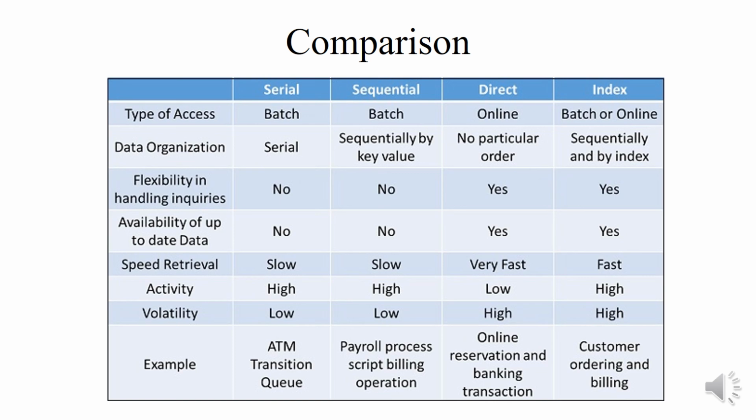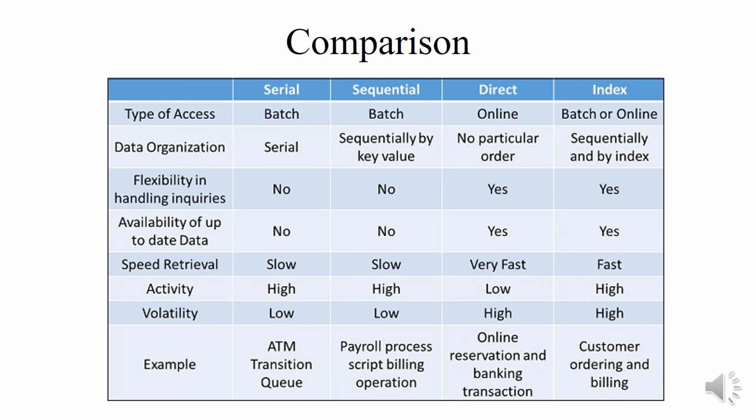If we talk about flexibility in handling queries, serial and sequential have none, while direct and indexed do. Availability of up-to-date data: for serial it's no, for sequential it's no, for direct and indexed there is availability of up-to-date data. When we talk about retrieval speed, it is slow for both serial and sequential. For direct it's very fast, for indexed it's fast, so it's better compared to serial and sequential.